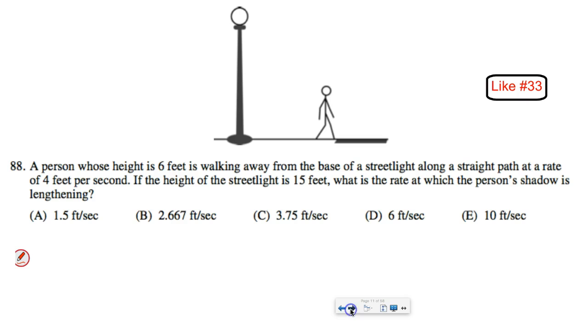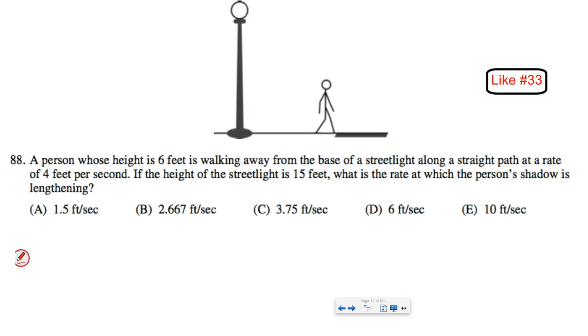All right. Last one. This is a classic AP. Actually, this was number 8 on an AP test. It's a person who is 6 feet, and that's not changing. He's not shrinking when he walks away from the lamppost. And the height of the lamppost is 15, also not changing. He's walking away from the base of a street lamp, so he's walking this way.